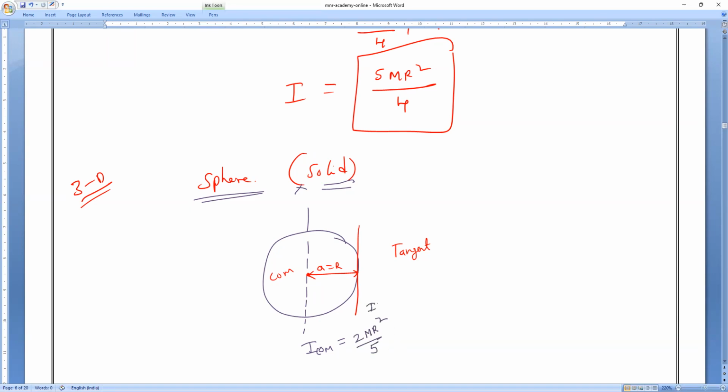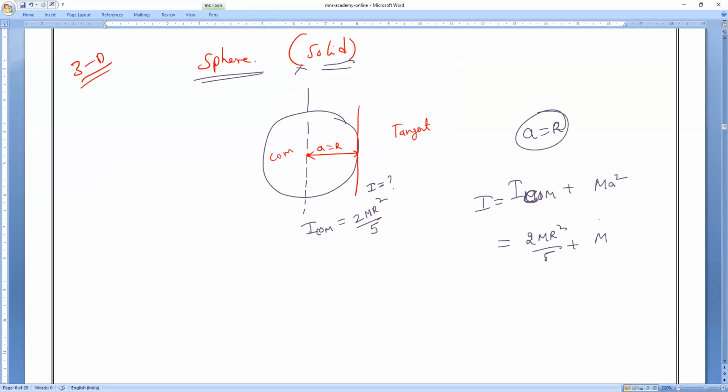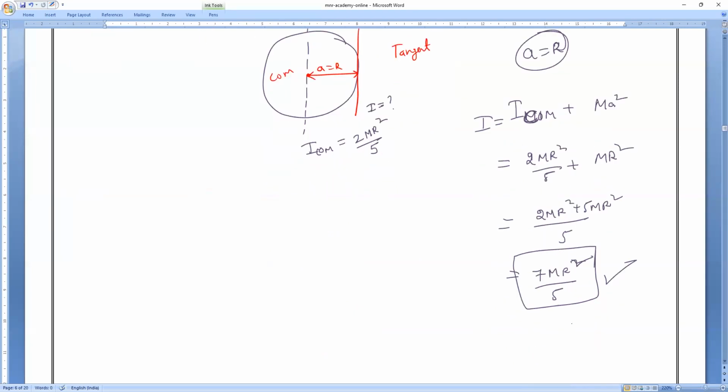Yes. So next we have to calculate I. I is equal to the moment of inertia through COM plus MA square. So 2 mr square by 5 plus m into A, A means what, guys? R. Understanding? So mr square, 5 is the LCM. So 2 mr square plus 5 mr square, which is equal to 7 mr square by 5. That's all it is. Answer.